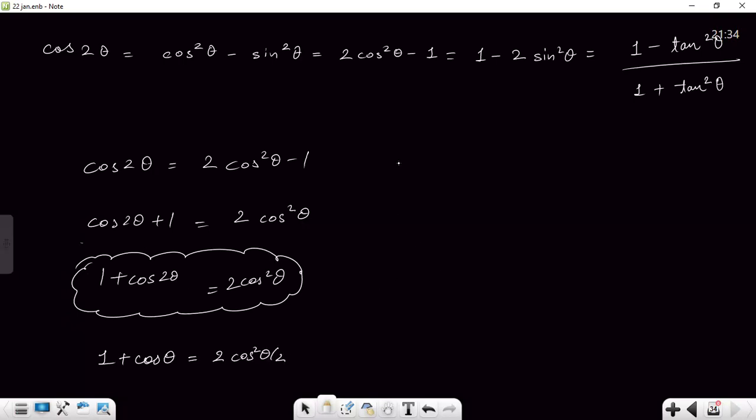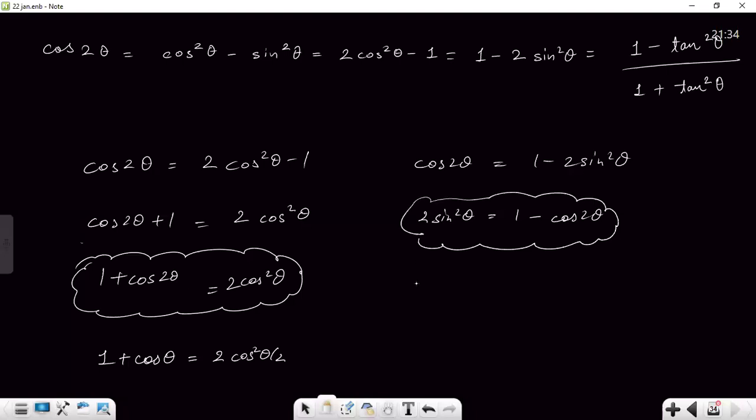Similarly, cos 2 theta can be written as 1 minus 2 sine square of theta. Further, 2 sine square of theta becomes 1 minus cos 2 theta, and this is very famous. And if we divide the angles by 2, then it becomes 1 minus cos theta. Very famous, very useful.